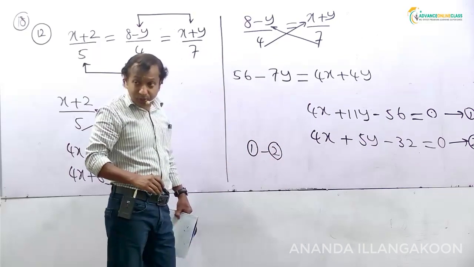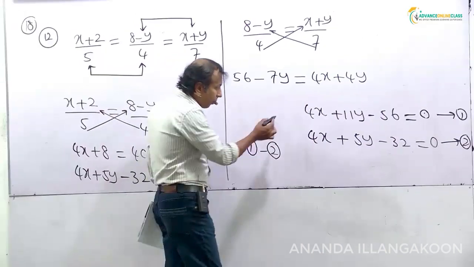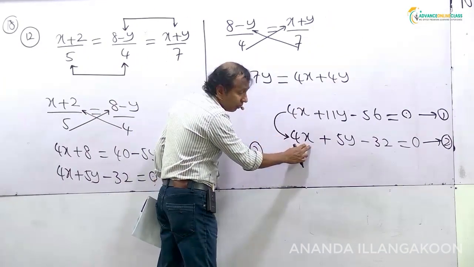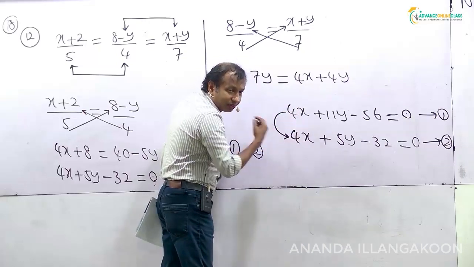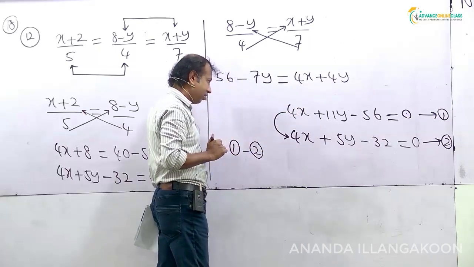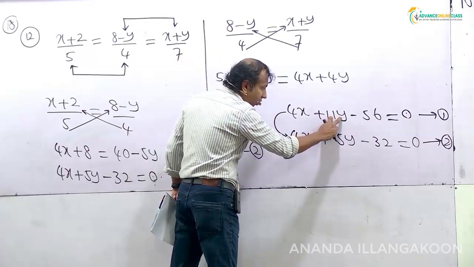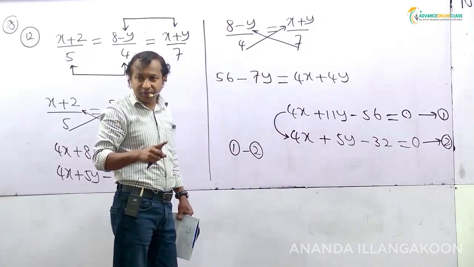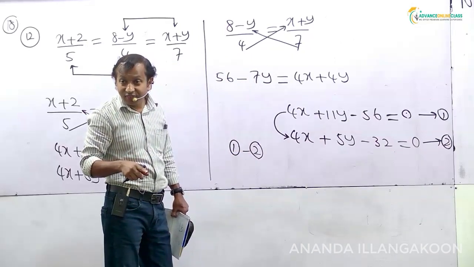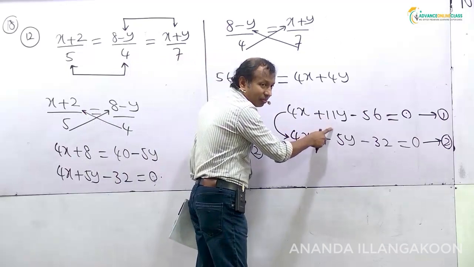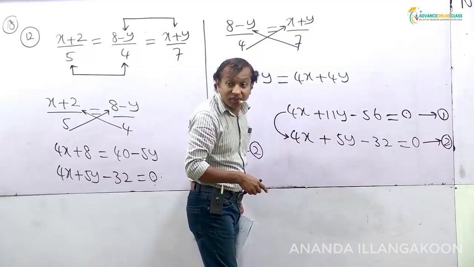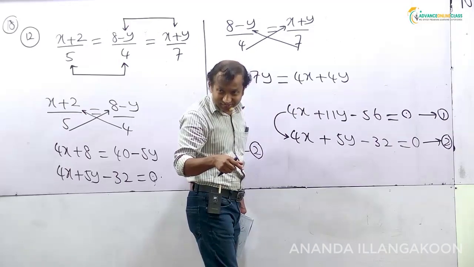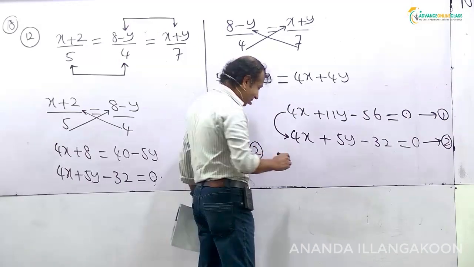How to do this, people? 1 minus 2. By this x term we subtract. What do you get? 4x minus 4x is 0. Here, 11y minus 5y. 11 minus 5 is 6y. Yes, 6y.